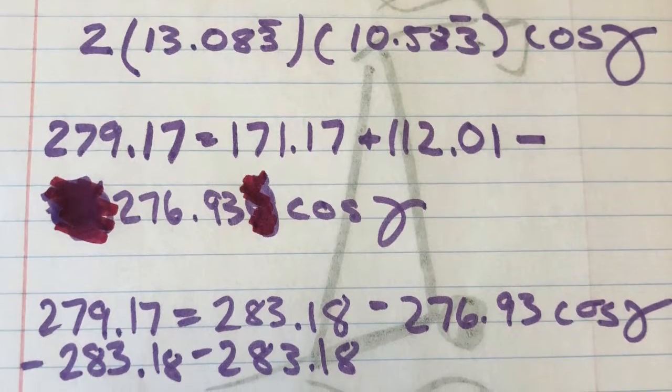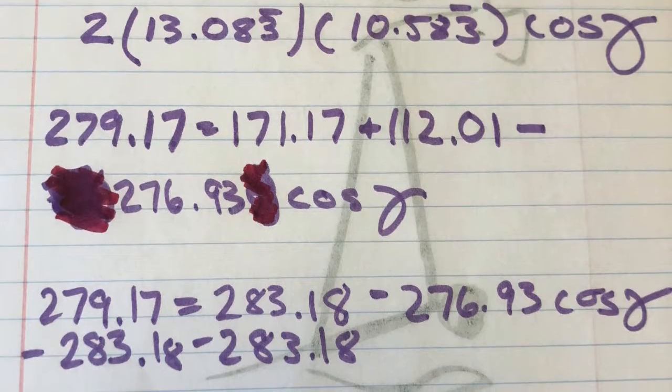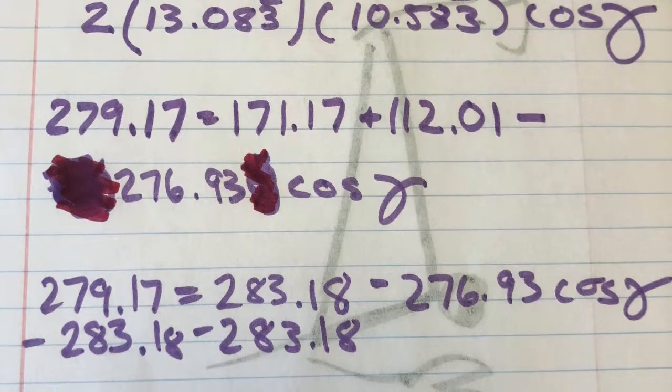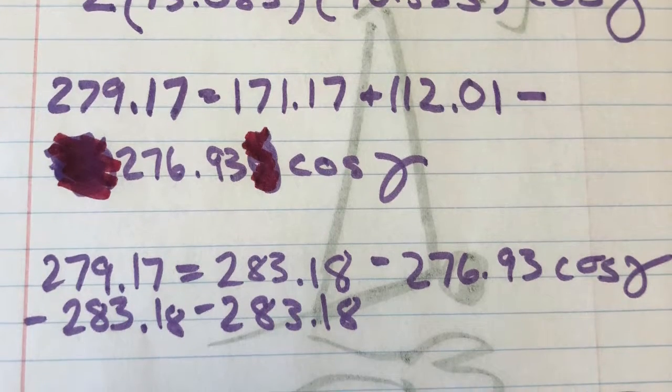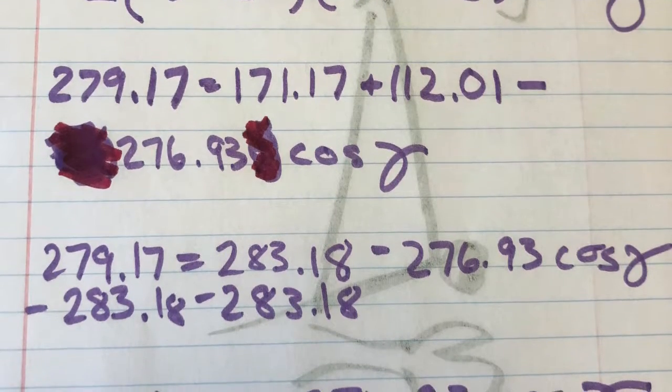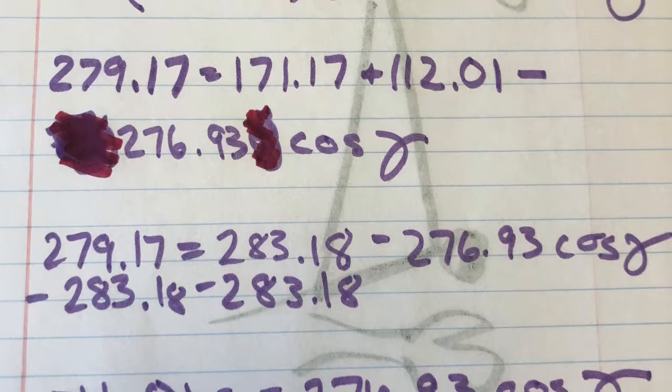279.17 equals 171.17 plus 112.01 minus 276.93 times the cosine of gamma.